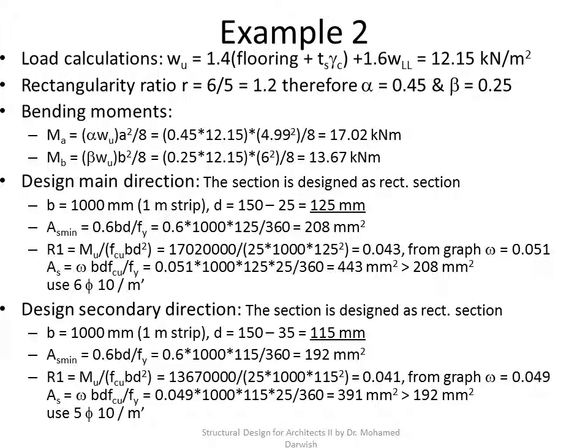So now we'll use 5 per meter in this direction, which makes sense because the secondary direction should always be less than the main direction. If you find vice versa, then you should feel that there is something wrong. If you get the secondary reinforcement more than the main direction, that means that there is for sure something wrong. Okay, thank you.